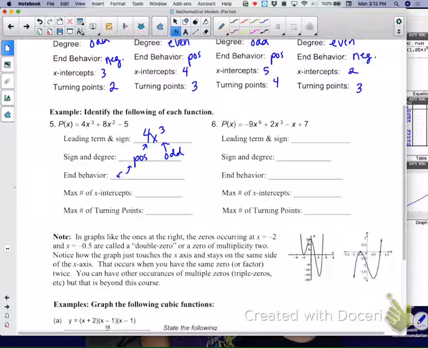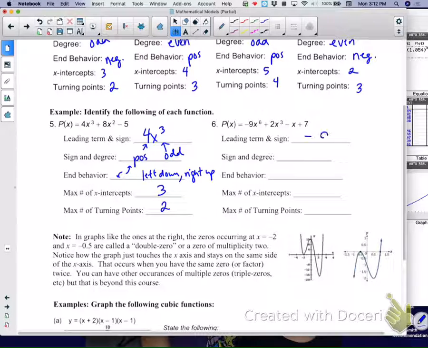Or you can write it in words. The left goes down, but the right goes up. Max number of x-intercepts, that would be 3. That's your degree. And max number of turning points, that would be 2. That's 1 less than your degree.